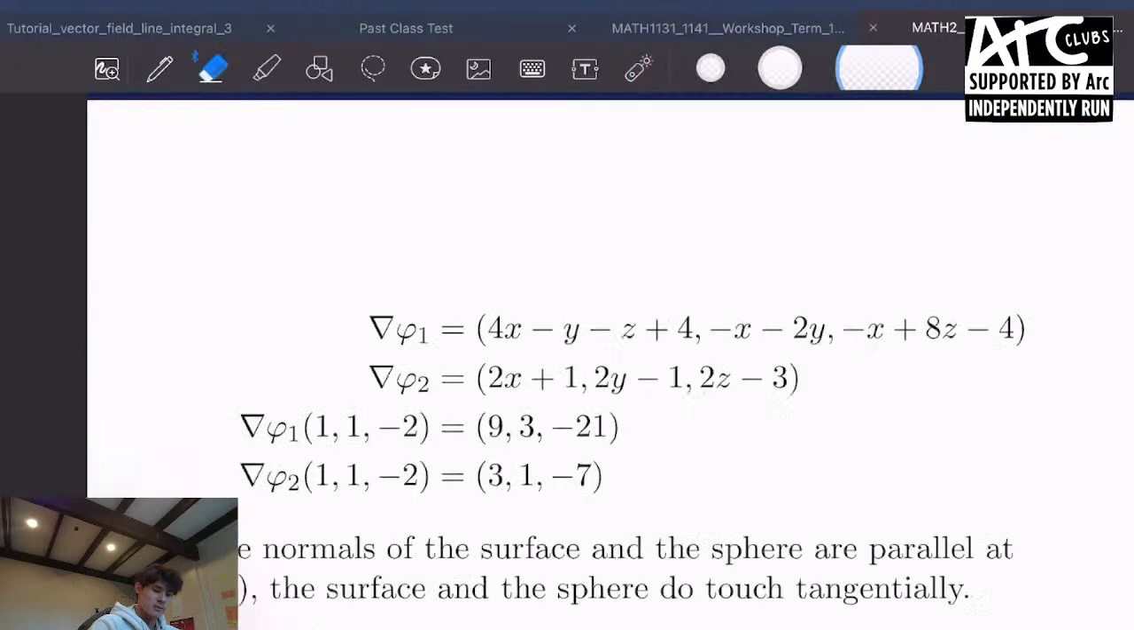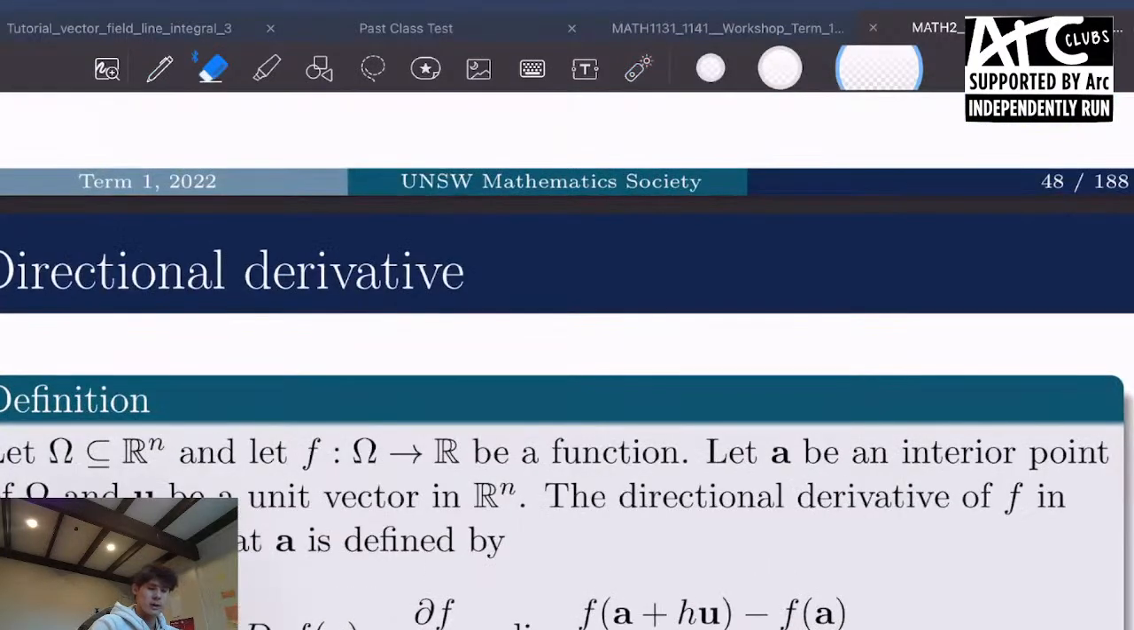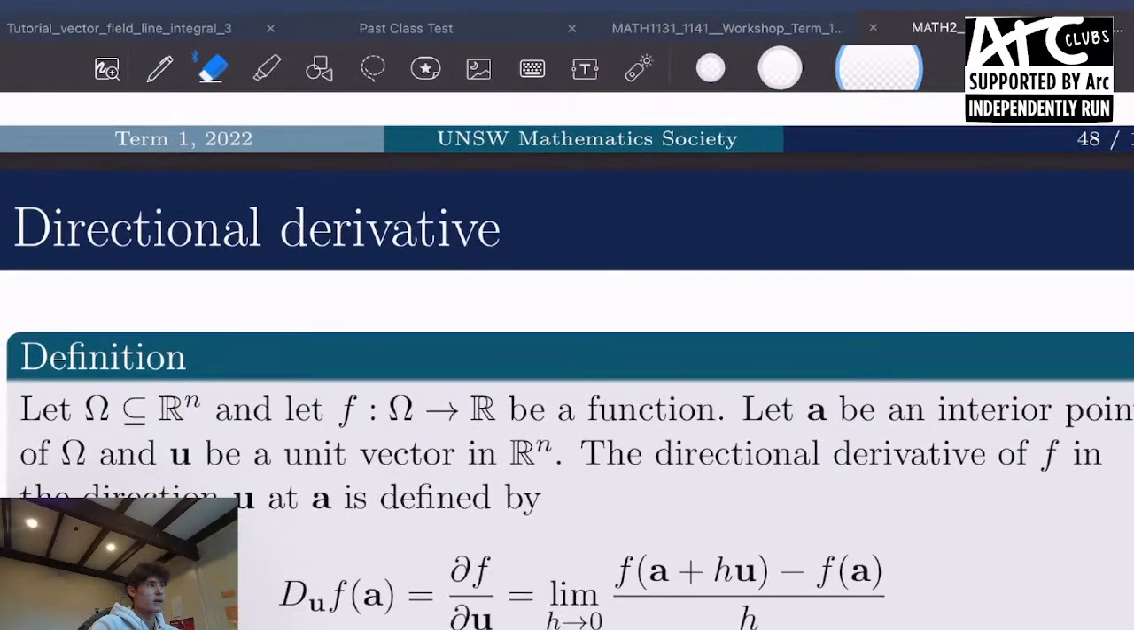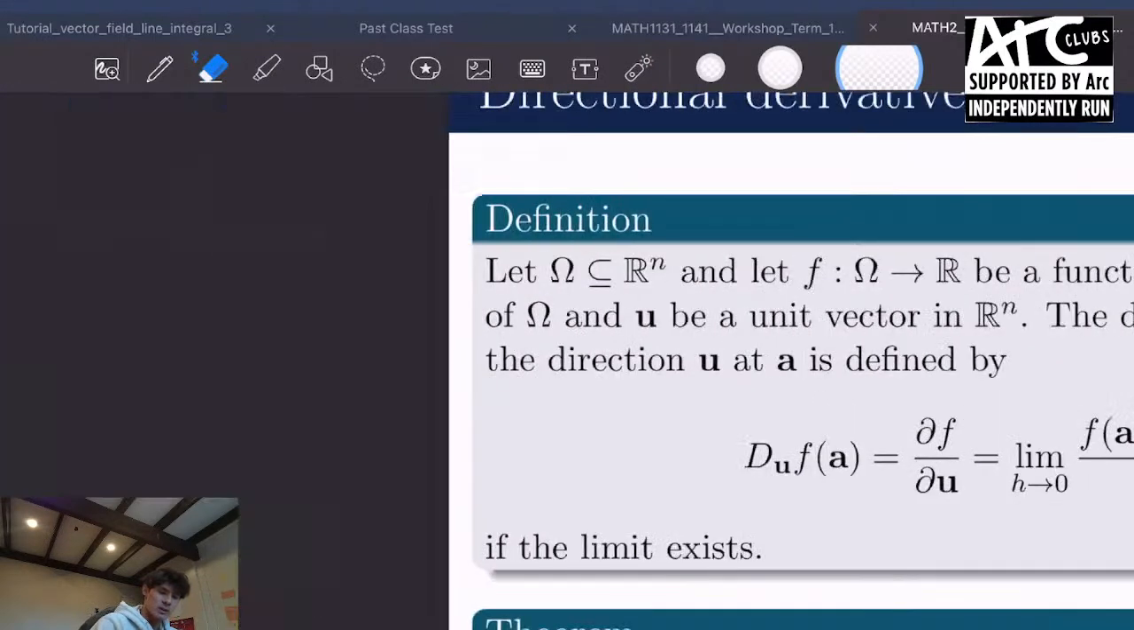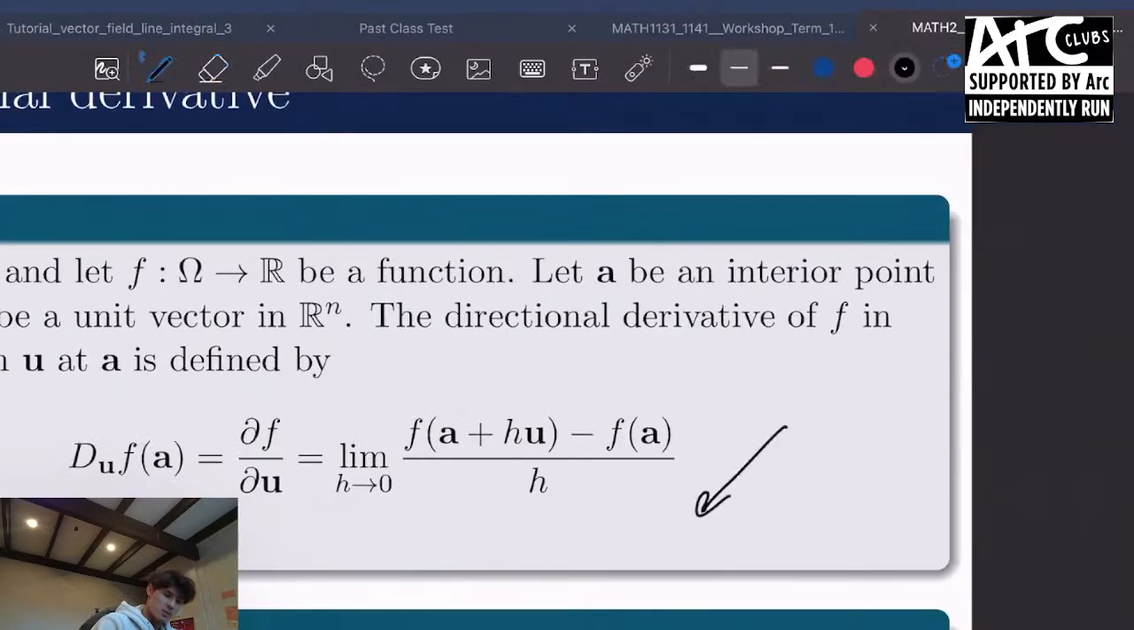Now, we'll move on to another application of gradients that's very useful. That is the notion of a directional derivative. So what we defined earlier were partial derivatives, but we could only find them with respect to the x and y axes.